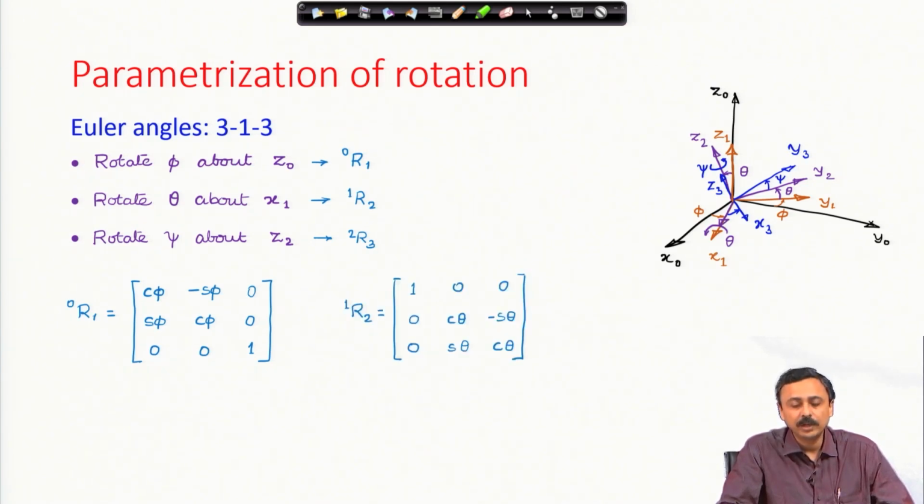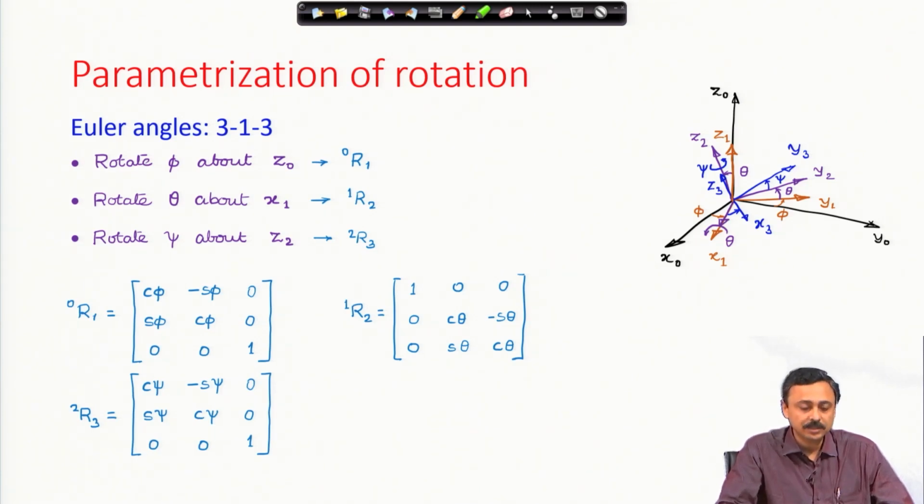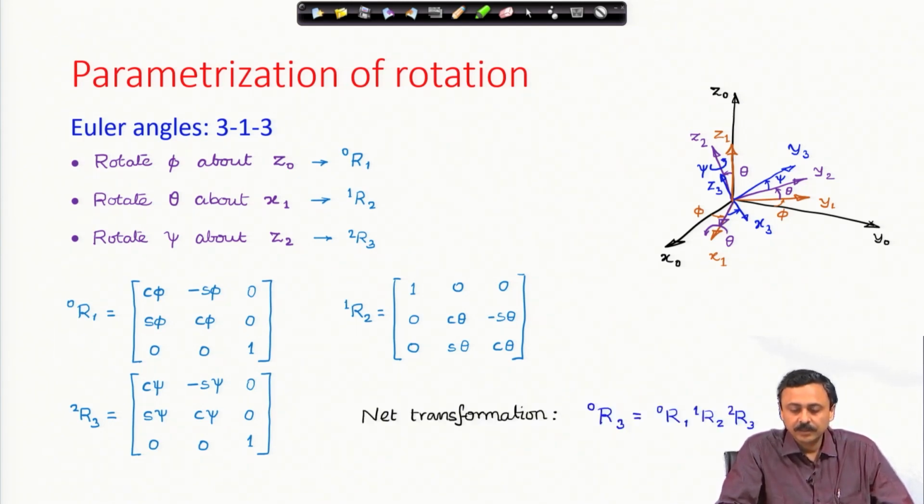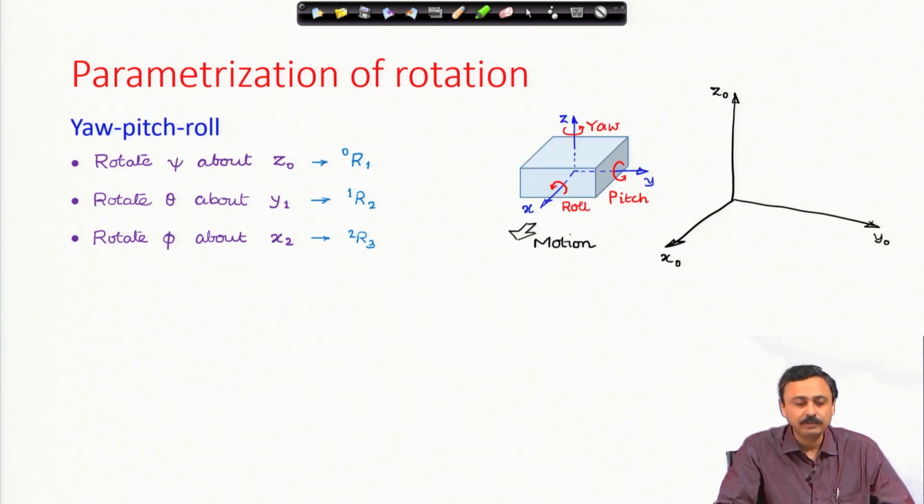R from 2 to 1 is a rotation about the x axis by an angle theta. R from 3 to 2 is a rotation about the new z2 axis by an angle psi. The net transformation is the product of these three matrices in this order, because this is post multiplication, as every time we are doing the successive rotations about the new axis frames. This you can calculate and find out, I will leave it to you.